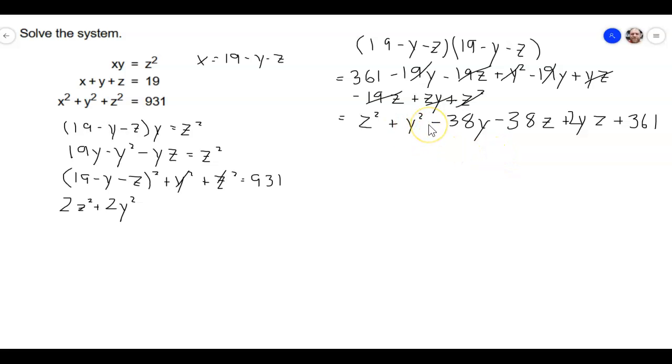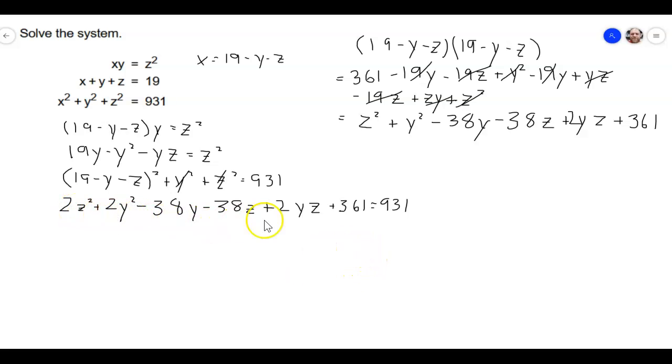Alright, and those two, and then I'm going to have minus 38y, minus 38y, minus 38z, minus 38z, plus 2yz, plus 2yz, plus 361, plus 361 is equal to 931. All right.